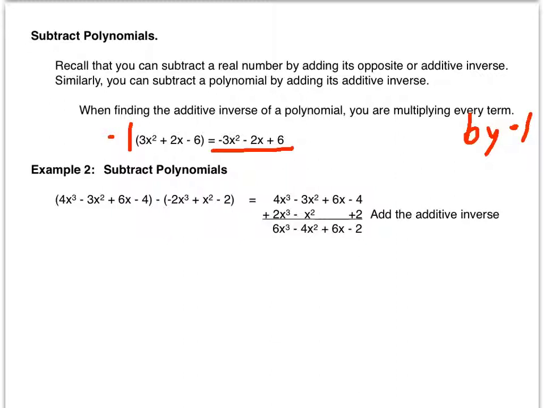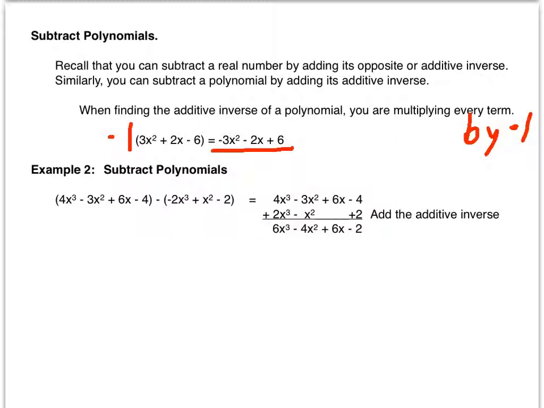In example 2, once again, I'm going to use the vertical method. You can also use the horizontal method here. If you want to use that, you can review that method in the book. So we're going to align our terms, and then we're going to add the additive inverse. So the first polynomial is 4x to the third minus 3x squared plus 6x minus 4. I'm going to add the additive inverse. So the additive inverse of negative 2x to the third is 2x to the third. The additive inverse of x squared is negative x squared, and the additive inverse of negative 2 is positive 2. So then I'll add those together.